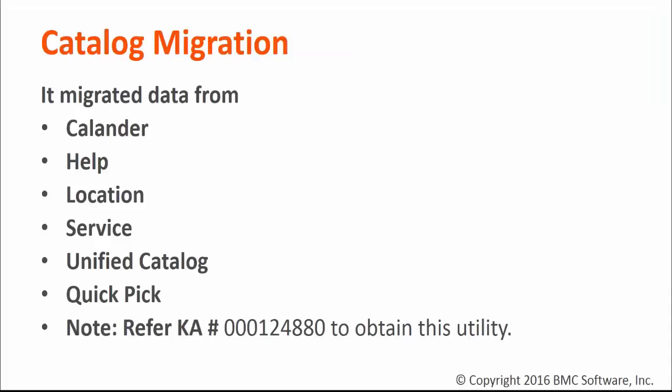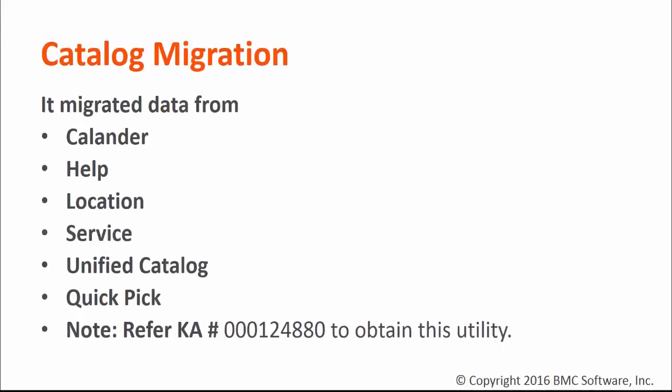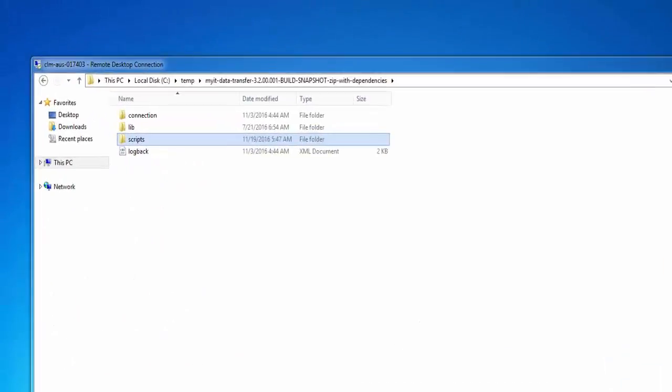So as you can see on my screen, below is the list of items that get exported and imported with this data transfer utility. You can refer to the KA I created, 124880, in case you would like to get this utility tried out. At this point, this utility is not supported. As you can see on my screen, I extracted the utility MyIT data transfer for MyIT version 3.2, and I'm going to make a couple of changes.